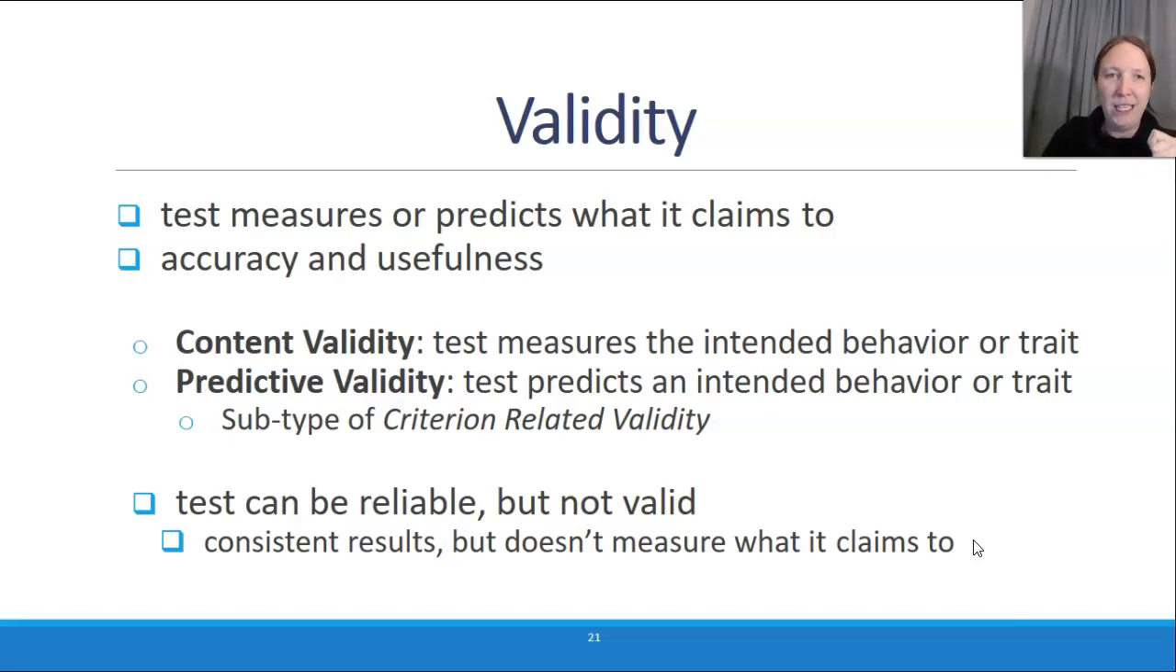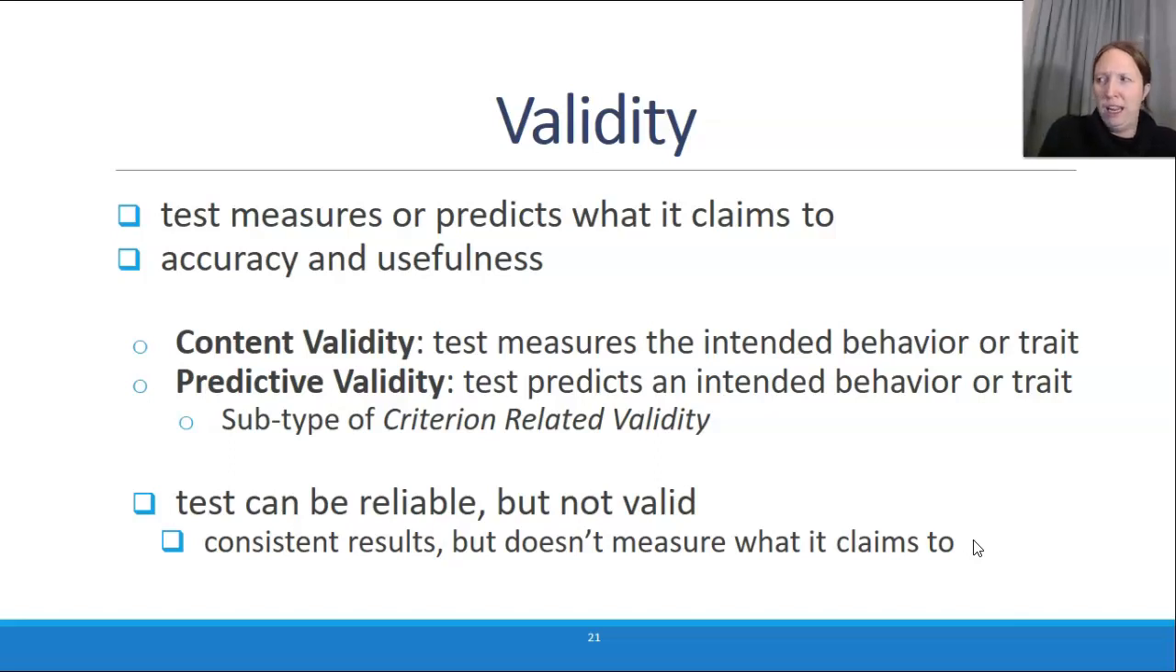The last one is validity. And I feel like this one I really get quite well. So hopefully you will by me teaching it really well. It asks whether or not a test measures or predicts what it claims to. Is it accurate and useful? The first type of validity is content validity, where the test actually measures the intended behavior or trait. So for example, a road test for a driver's license is considered valid because you are being tested on how to drive a car.